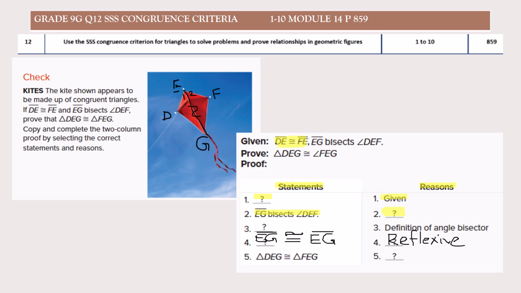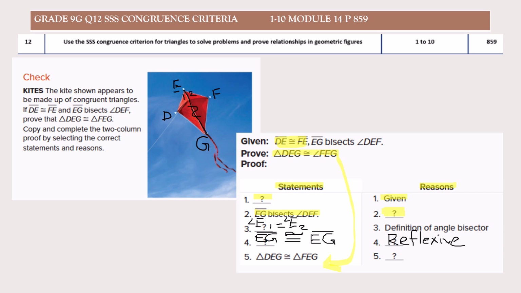Here we would have angle E1 is equal to angle E2. This is your angle E1 is equal to angle E2. The definition of angle bisector. And the most important part at the end is to write down whatever you were asked to prove. For example, you had to prove that triangle DEG is congruent to FEG. So that is always your last statement. And you can write down your reason.